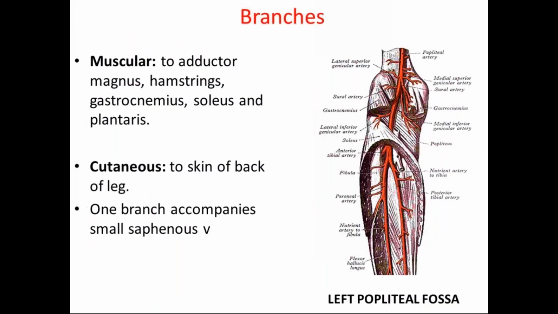The muscular branches of the popliteal artery are given to the adductor magnus, the hamstring group of muscles, the gastrocnemius muscle, the soleus, and the plantaris. The cutaneous branch is given to the skin of the back of the leg. One cutaneous branch accompanies the small saphenous vein.